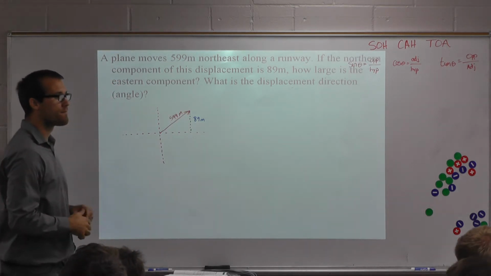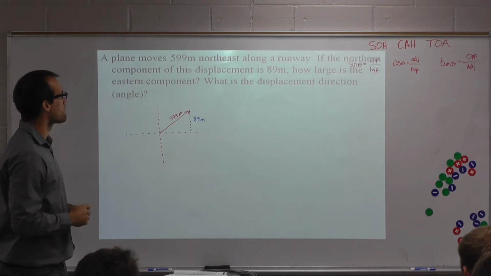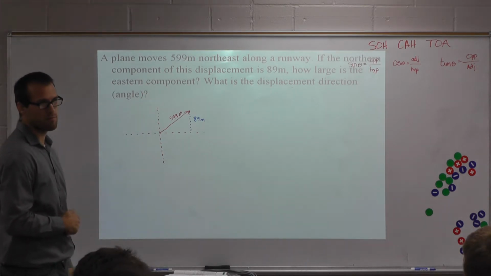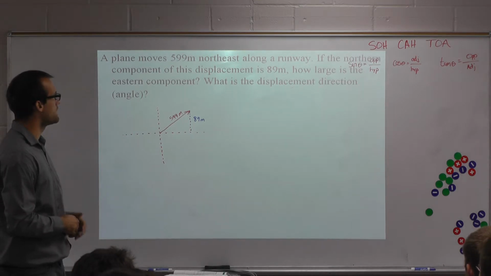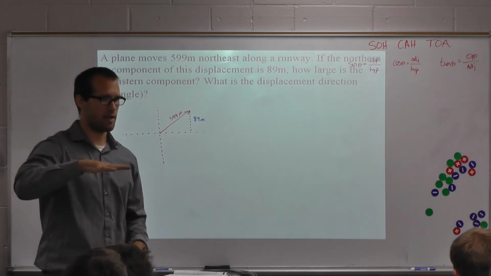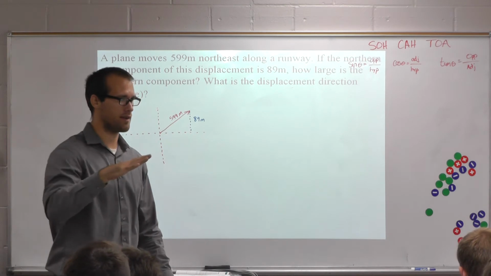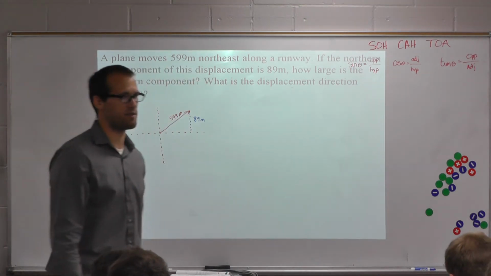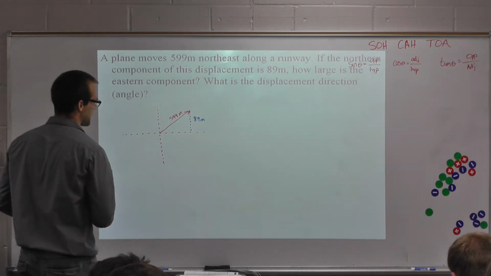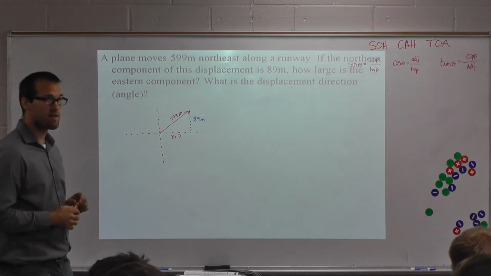Why am I so lost? Along a runway. This says northeast. I could take the runway and pop it up. For example, when you're on a runway and you're taking off, you're probably at a northeast angle, right? So that's probably what they're saying, assuming in this context. And it wants to know how large is the eastern component, or how large is the x component, I guess, in this context. Does that make sense?